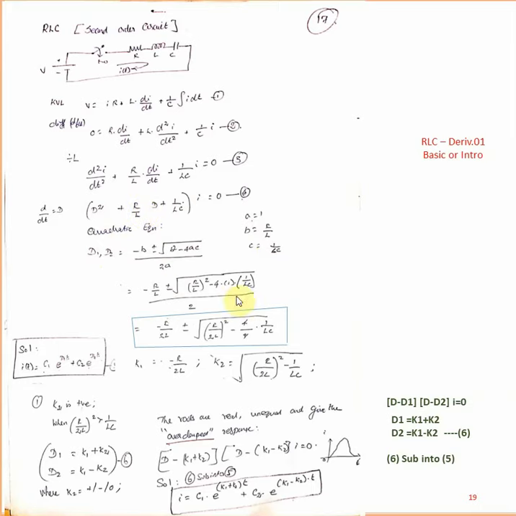Divided by what? 2a. 2 into a, a is 1, so this is coming. Further I will simplify. The 2 is there, so simplify. The 2 goes here: minus R by 2L plus or minus, the 2 goes inside the root. Inside the root, root of 4. What is the answer? Root of 4 means the answer is 2.